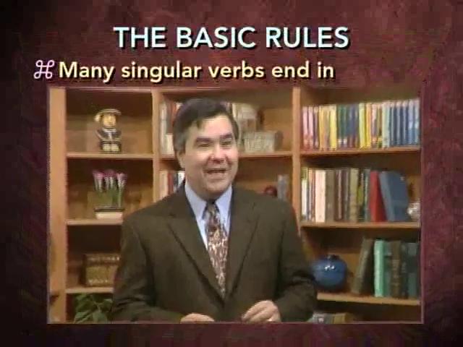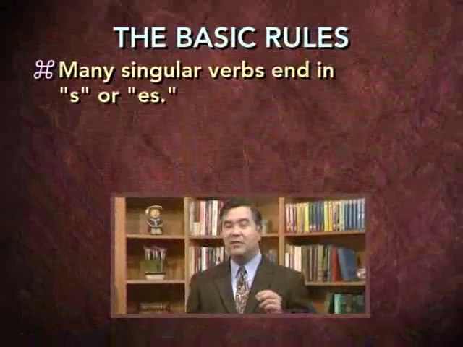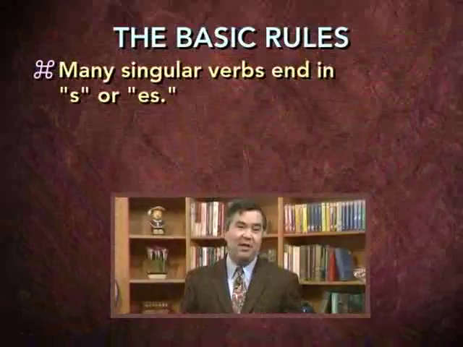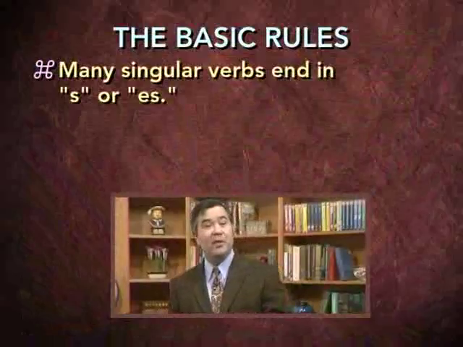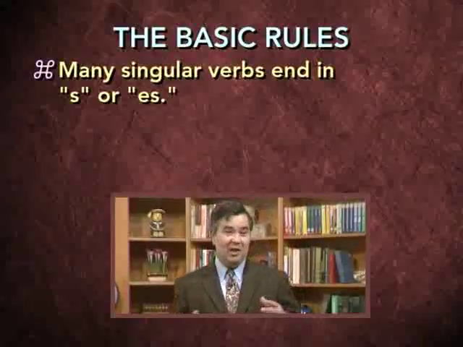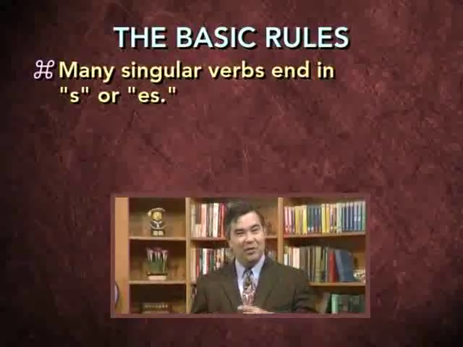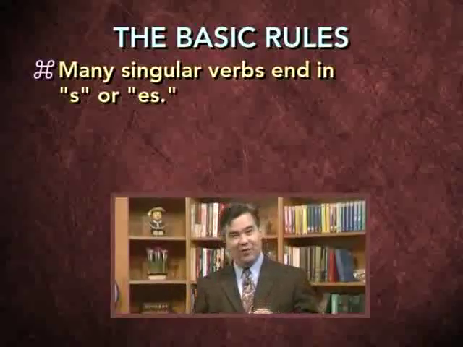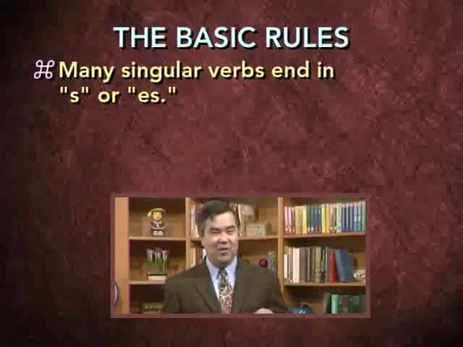One thing about English that may be a little bit confusing is that the singular forms of verbs often end in S or ES. This can be confusing because, as we saw a moment ago in the case of nouns, S or ES at the end is usually the sign that a plural is involved. With verbs, it's just the opposite. The singular form of verbs often end in S or ES.